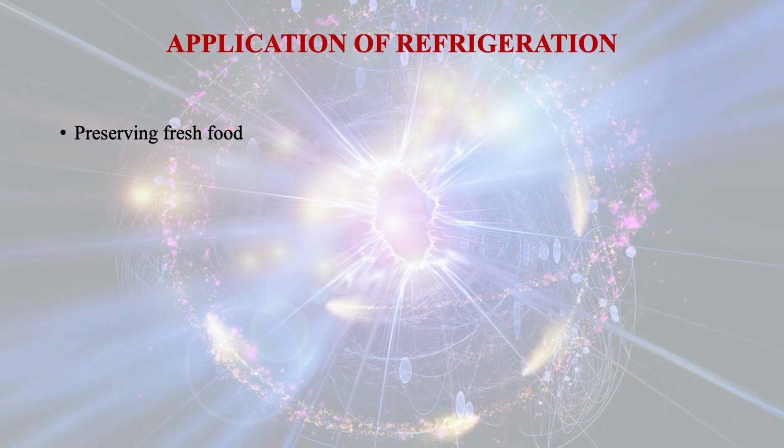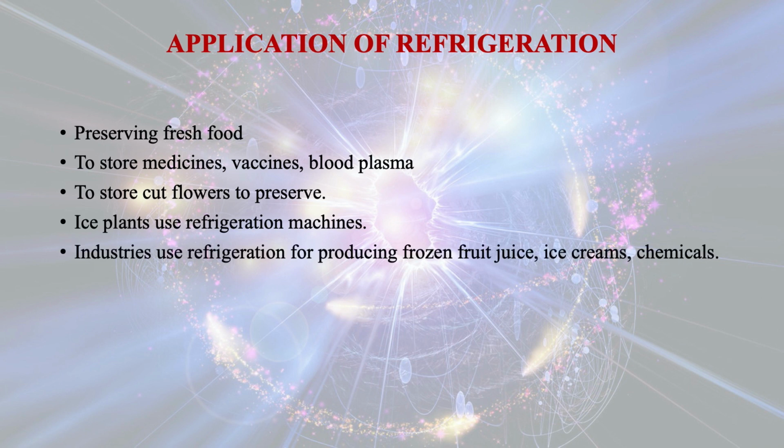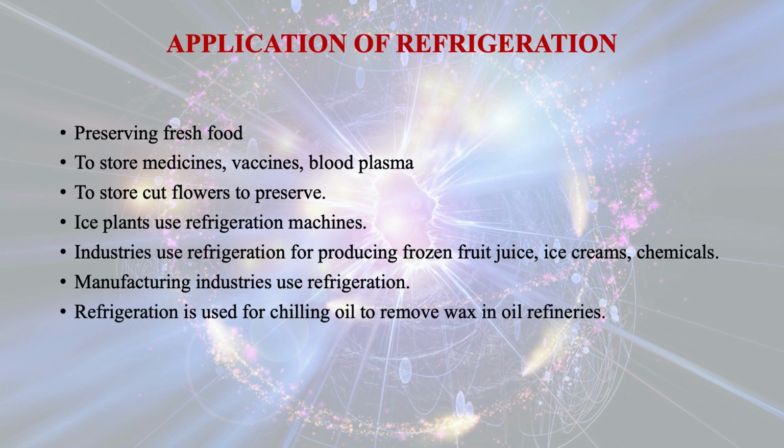We all know about different applications of refrigeration. Refrigeration is used for preserving fresh food, to store medicine, vaccines, blood, plasma. Refrigeration is also used to store and preserve cut flowers. It is used for ice plants, and refrigeration systems are also widely used in industries and also in manufacturing industries. And the refrigeration system is also used for chilling oil to remove wax in oil refineries.